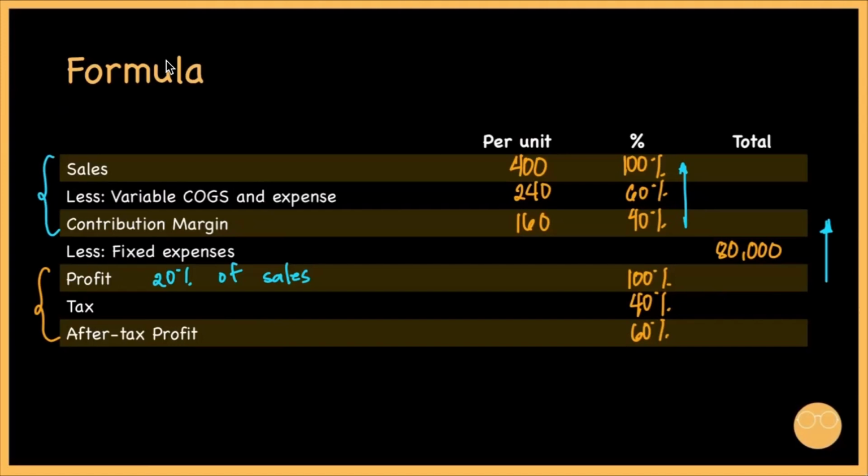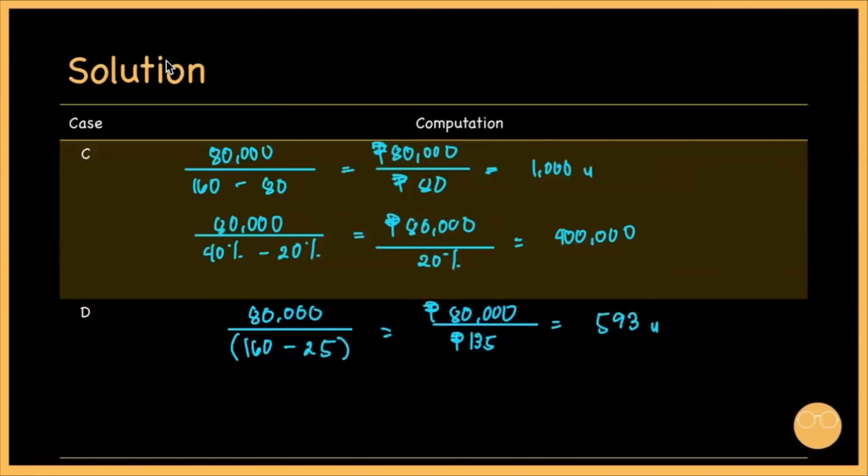Now, let's try to make it uniform. Since we are getting the 20% of the sales, since the profit before tax and the sales is a different basis, therefore we should be able to translate it for them to have a uniform basis. So how should we do that?